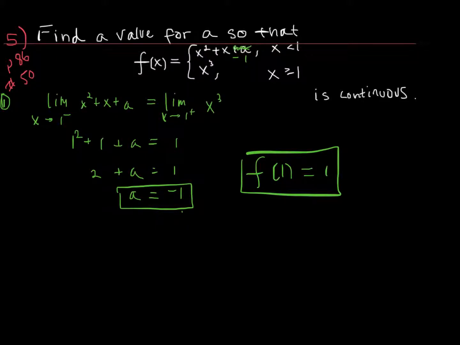All right, so the a value must be -1, and then we'll have both limits being equivalent to each other. If you don't believe me, go ahead and plug in -1 here, and when you insert 1 into your function, you'll get 1 plus 1 minus 1, which is 1.